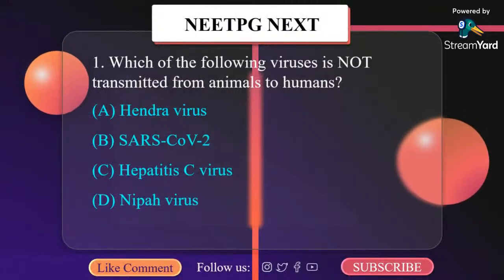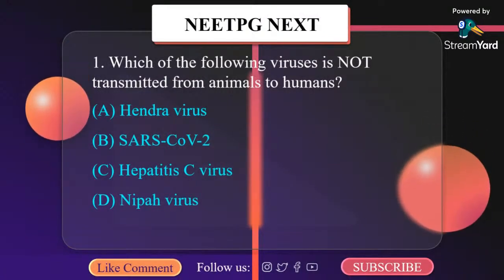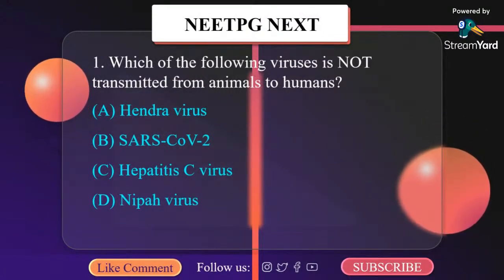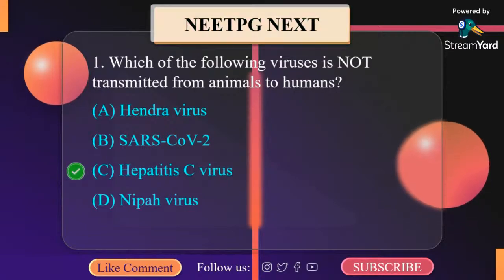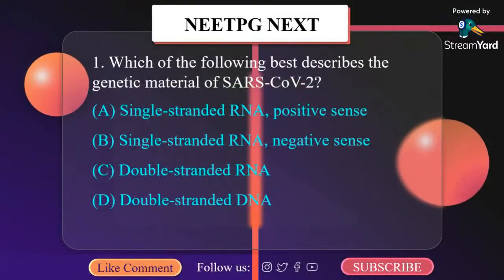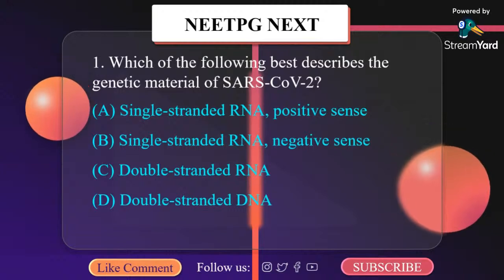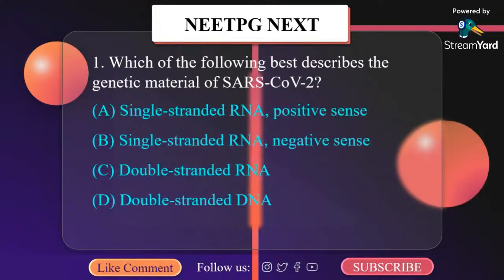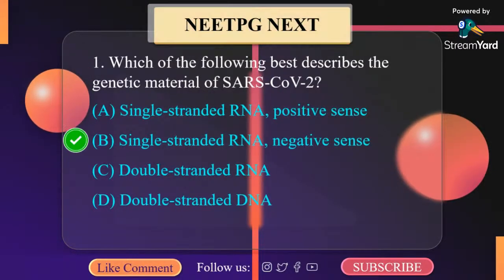Which of the following viruses is not transmitted from animals to humans? A. Hendra virus, B. SARS-CoV, C. Hepatitis C, D. Nipah virus. It is hepatitis C virus. Which of the following best describes the genetic material of SARS-CoV-2? Single-stranded RNA. It is single-stranded RNA, positive sense.